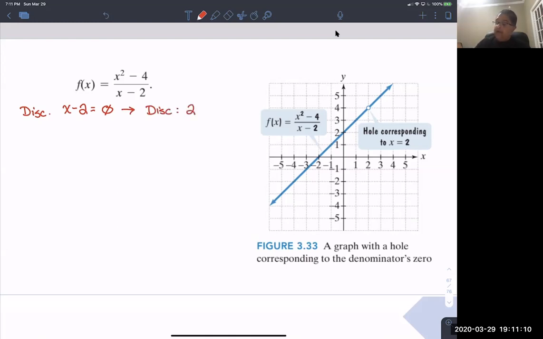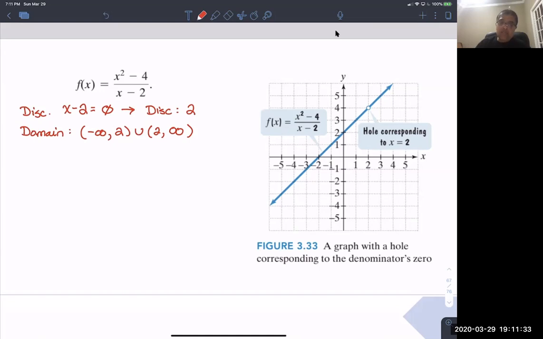Okay, now we're going to find the domain. Well, the domain is all real numbers except the discontinuities. So in this case, in interval notation, this would be negative infinity to 2, union 2 to infinity. Okay. Now, we're going to classify.